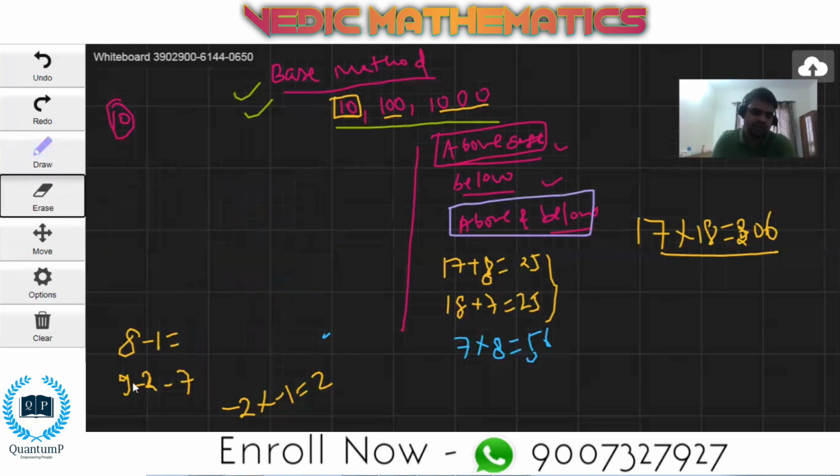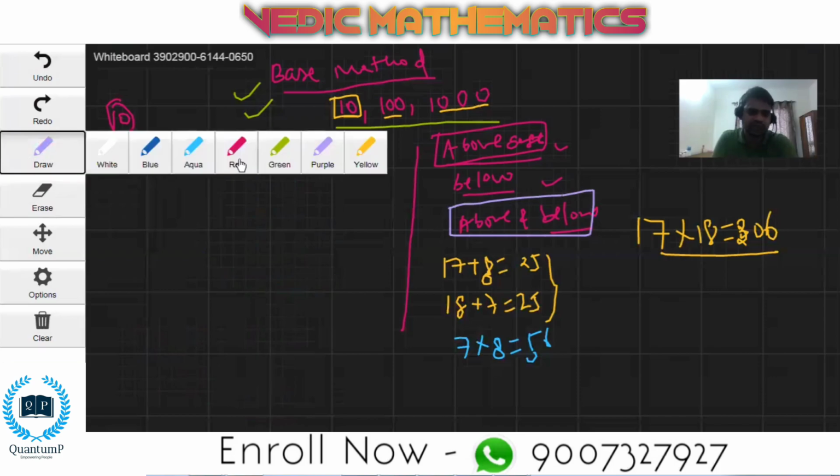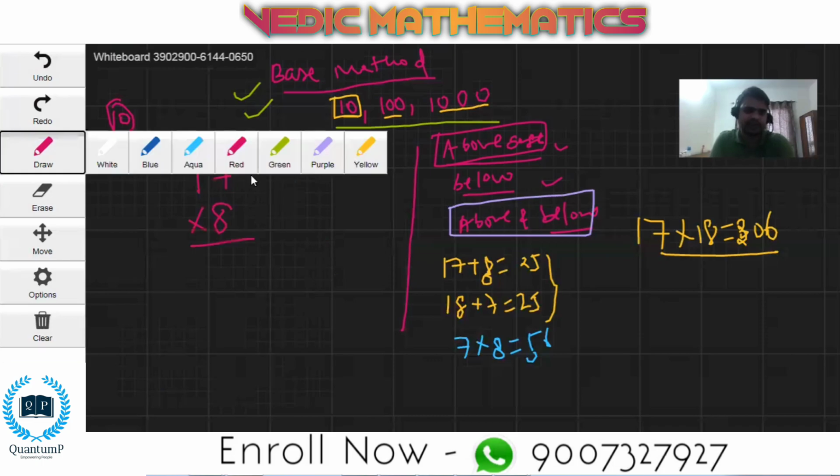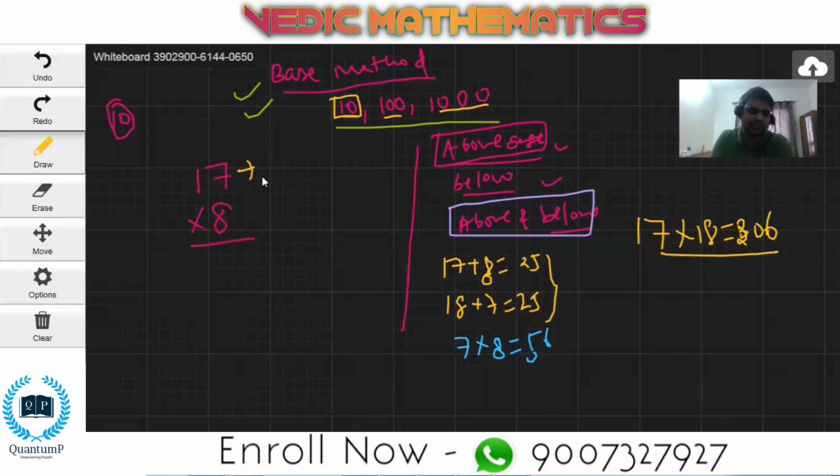Okay, in this 10 base method, and believe me, it's a very fantastic method. You can just do any sum in just 3-4 seconds max. But one thing is required here, which is practice. You have to do a lot of practice. So let's see the question. Suppose you're doing 17 times 8. So if you're doing 17 times 8, you need to compare this again with 10, because both are nearby 10, right?